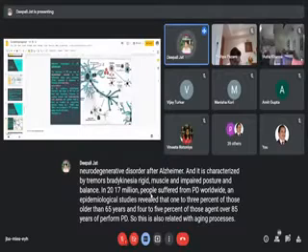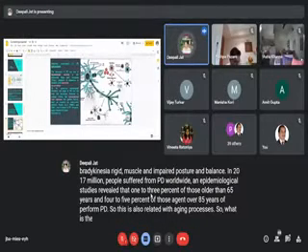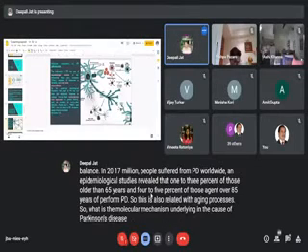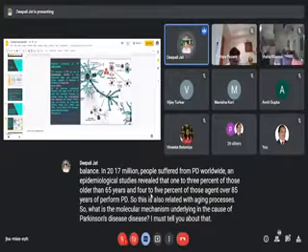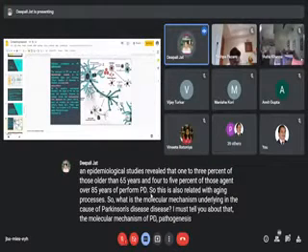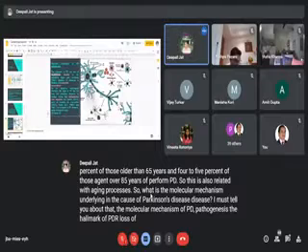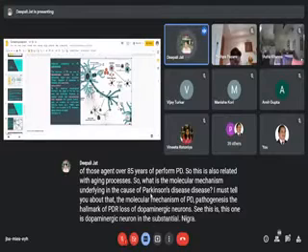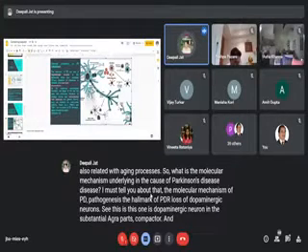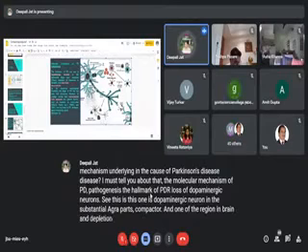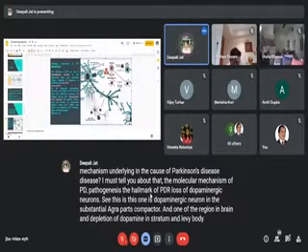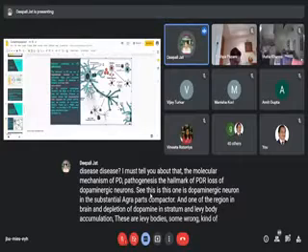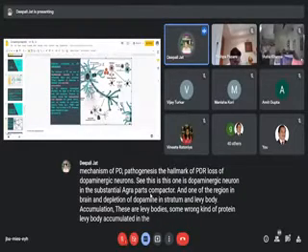So what is the molecular mechanism underlying the cause of Parkinson's disease? I must tell you about that. In the molecular mechanism of PD pathogenesis, the hallmarks of PD are loss of dopaminergic neurons in the substantia nigra pars compacta, one of the regions in the brain, depletion of dopamine in the striatum, and Lewy body accumulation. These Lewy bodies, some wrong kind of protein, accumulate in the particular region, the substantia nigra of your brain, and this will cause Parkinson's disease.